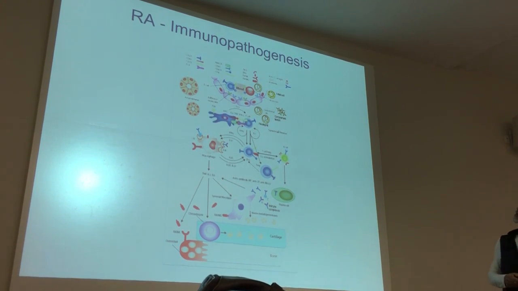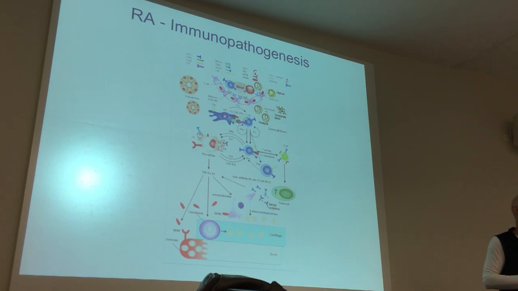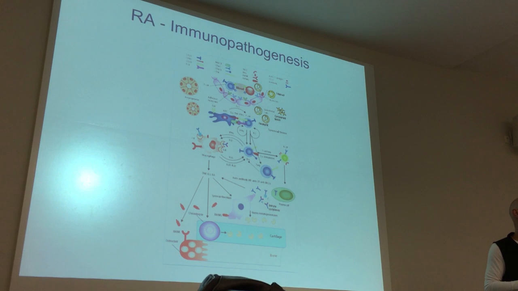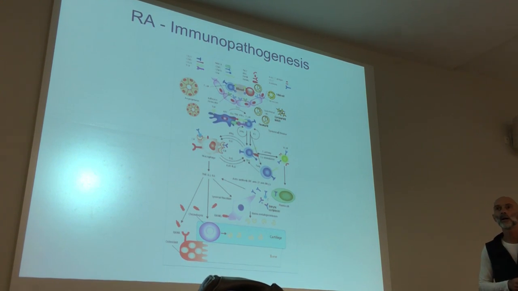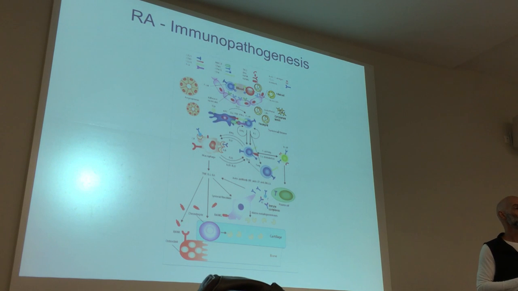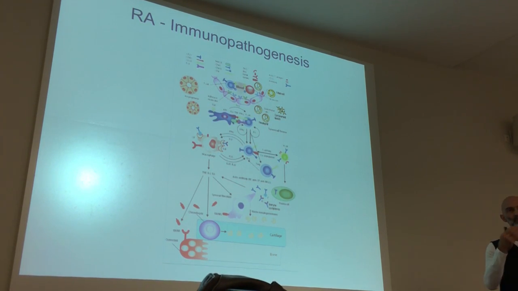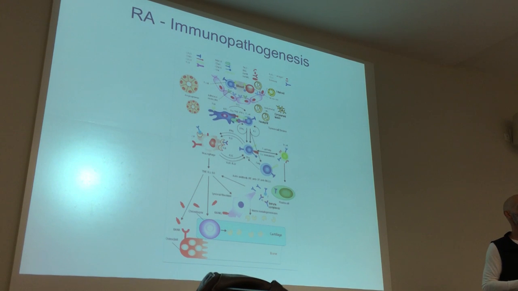What about NK cells? NK cells are not part of this pathogenetic hypothesis. Not in rheumatoid arthritis so far. We have certain theories that if we interfere with NK cells, this can then lead to side effects of certain therapies, but they have not been in the focus as driving cells of the disease so far.